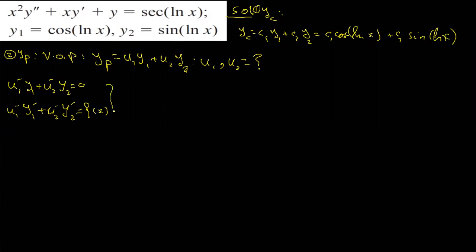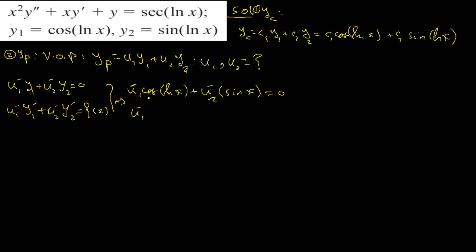Now I need some help to write this system. u1 prime, I don't know, times y1, which is given to be cosine ln x, plus u2 prime times my y2, which is sine ln x. Now here, the second equation. Can anyone help to find the derivative of cosine ln?